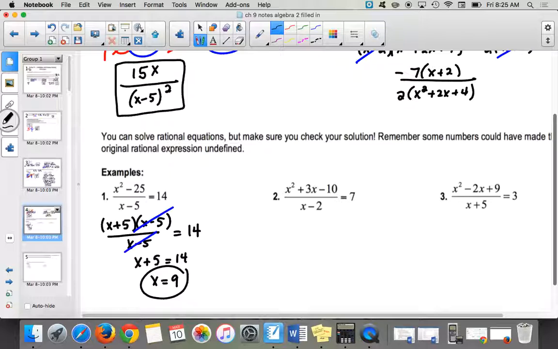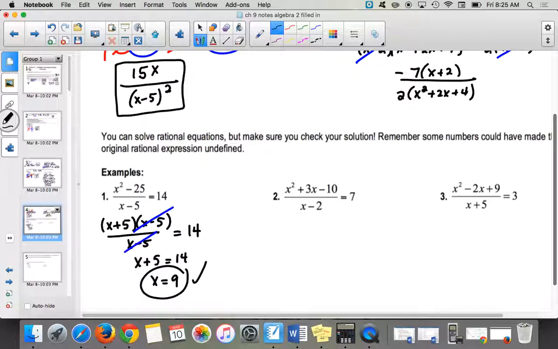You can check 9. Just like I did before, check 9, you get 56 over 4, and that is equal to 14. So that one worked. It checked out. Does that make sense? So it's easier to factor and eliminate the one that was going to be bad anyway, if possible.